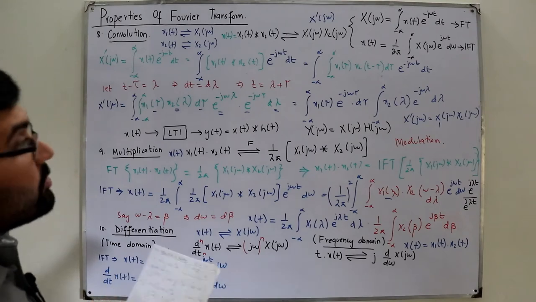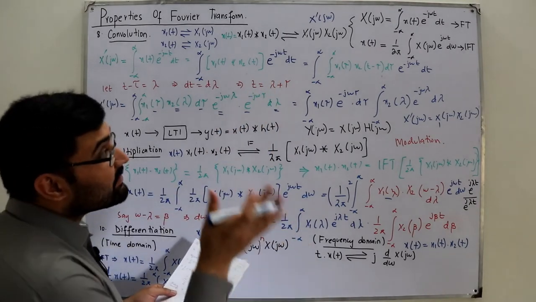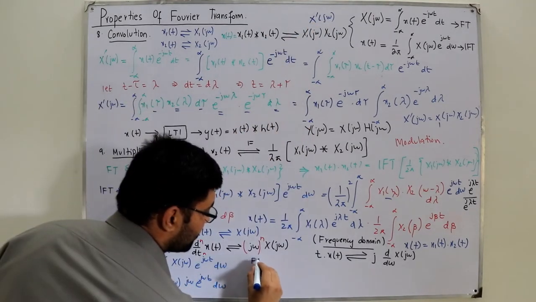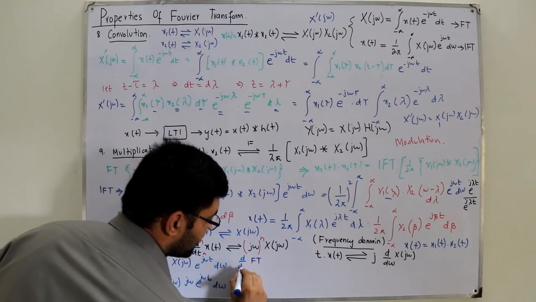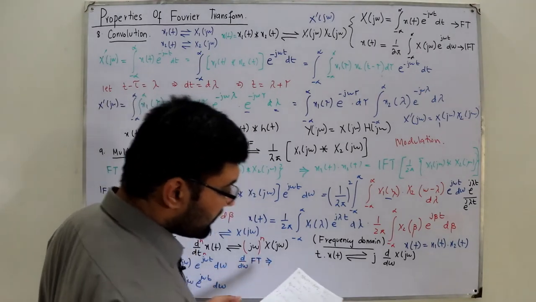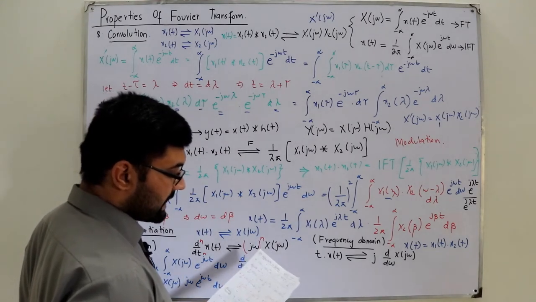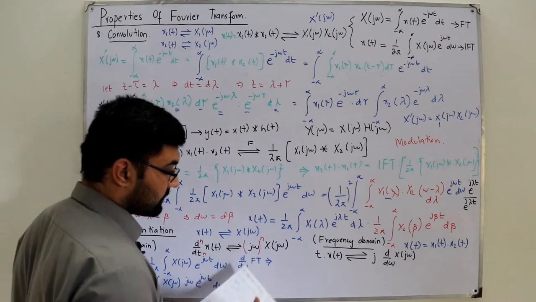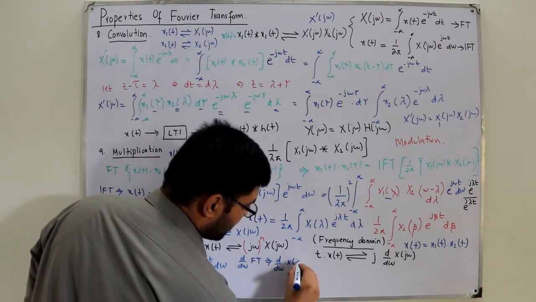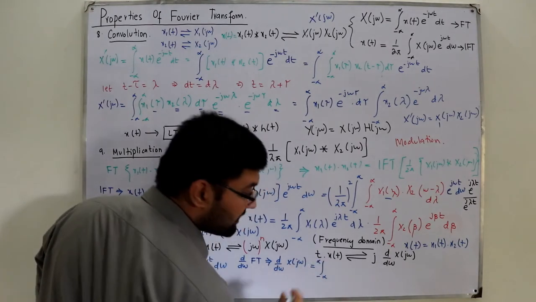So you have X of j omega, the Fourier transform equation. You differentiate it with respect to omega. This implies what? That the differentiation with respect to omega, d by d omega of X of j omega, would equal the integral from negative infinity to positive infinity.